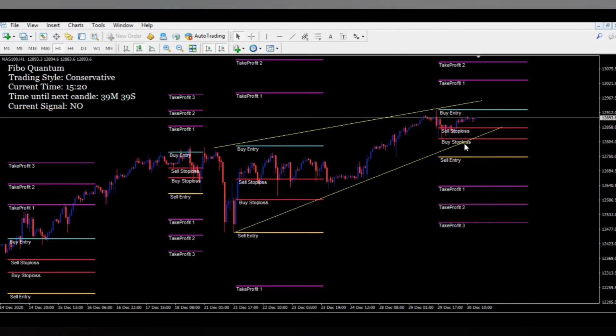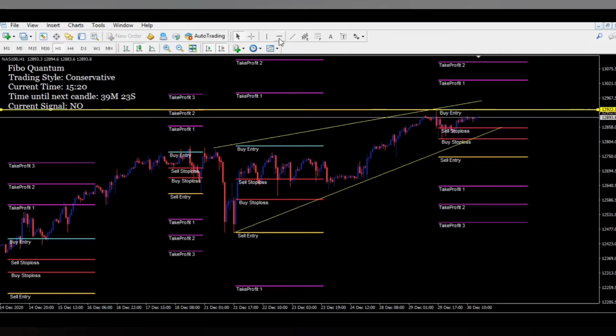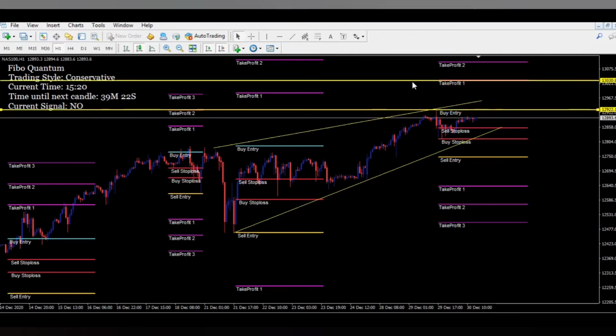But now if the opposite happens, as you can see now, price is near the buy entry. The rules say that we should buy when the market reaches the buy entry. So as you can see right now, the price comes up to this level here and hits this level, then that signals to you that you should buy according to this indicator.